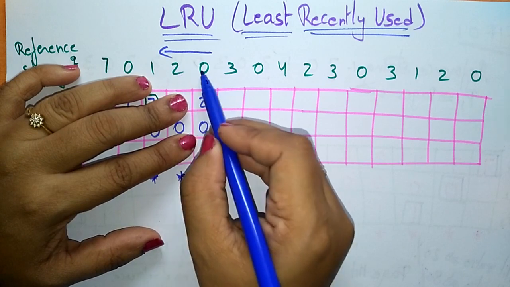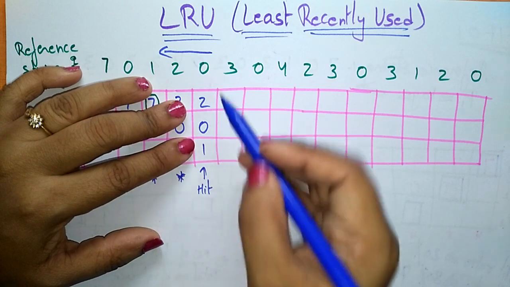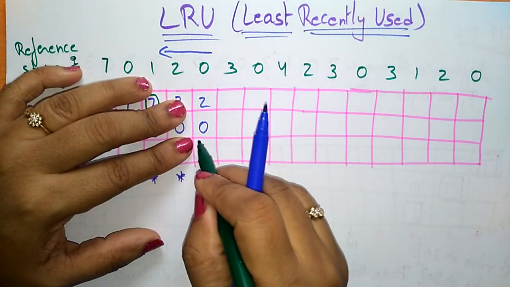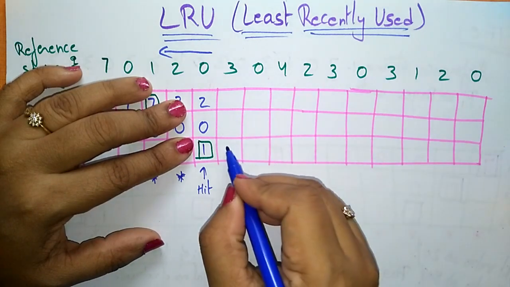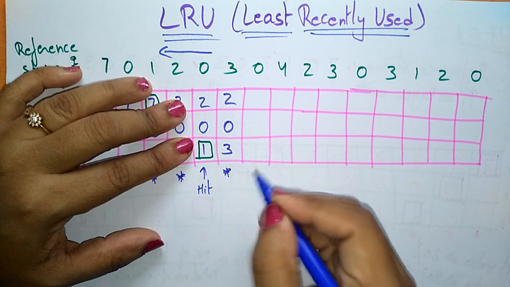0 is most recently used, next to that is 2, next to that is 1. So 1 is the least recently used. So remove 1. In place of 1, you have to place 3. So this is the same, 2, 0, 3. So this is also a page fault.